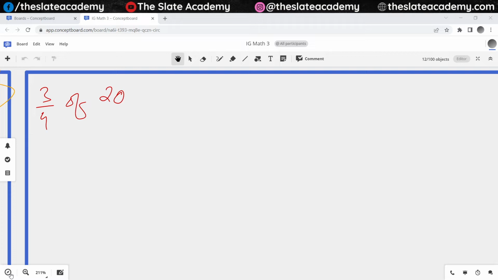No idea. So if you have to calculate a fraction of a particular number, you simply multiply the number with that fraction. So it would be 3 by 4 times 20, and then we'd solve it out. 4 ones are 4, 4 fives are 20, and 3 fives are 15. So 15 would be the answer.